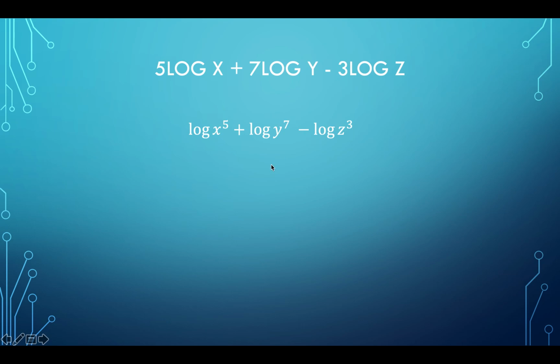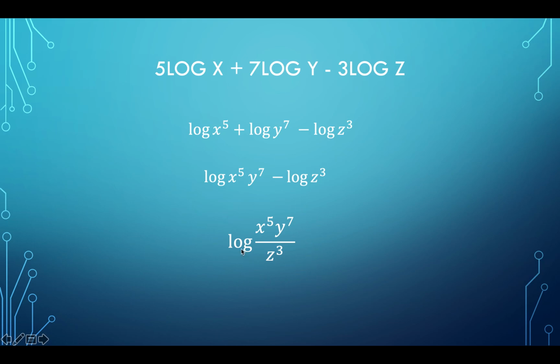Okay, once we're at this step, we're almost there. We still need some more condensing done. Like I just said, when we have this plus sign, that means we're going to multiply. And when we have this subtraction sign, that means division. So we group x to the 5th and y to the 7th. Now we have log x to the 5th, y to the 7th, minus log z to the 3rd. Now we worry about this subtraction sign. So now we have log x to the 5th, y to the 7th over z to the 3rd. This is our final answer.